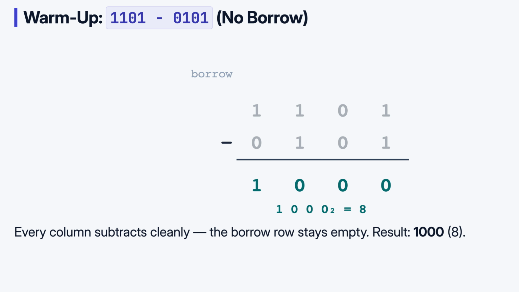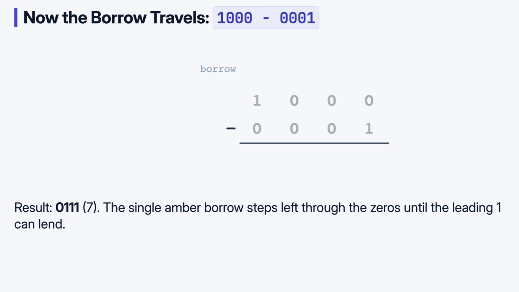Now let's see one where the borrow has to travel. A subtraction where the borrow has to travel: 1000, which is 8, minus 0001, which is 1. Start at the rightmost column, 0 minus 1. We cannot do that, so we must borrow from the column on the left. But that column is a 0. It has nothing to lend. So the borrow request moves further left in amber.